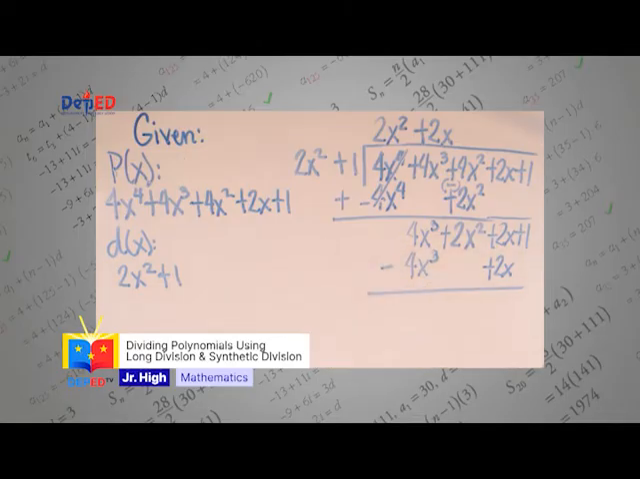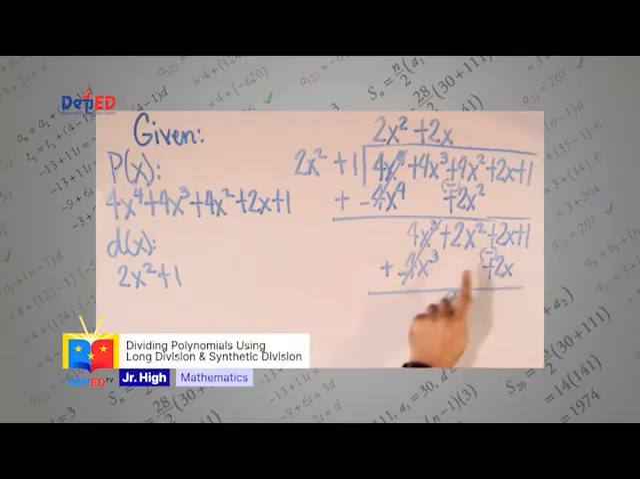Then we will subtract the terms. Again, remember to change the sign of your subtrahend to its opposite. Positive 2x will be negative, and 4x cubed will become negative. Then proceed to addition rules. 4x cubed plus negative 4x cubed is 0, so let's cancel these terms. 2x squared, let's bring it down here.